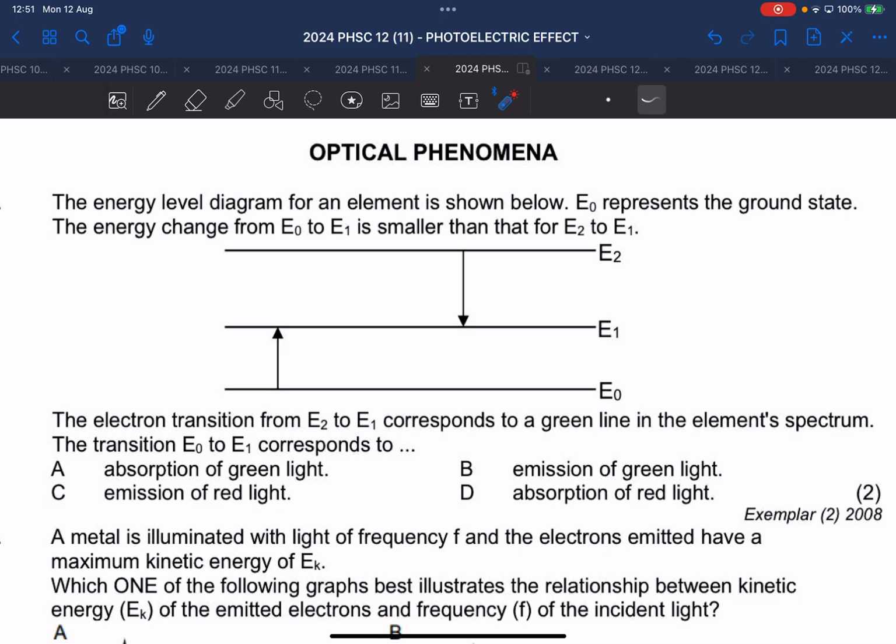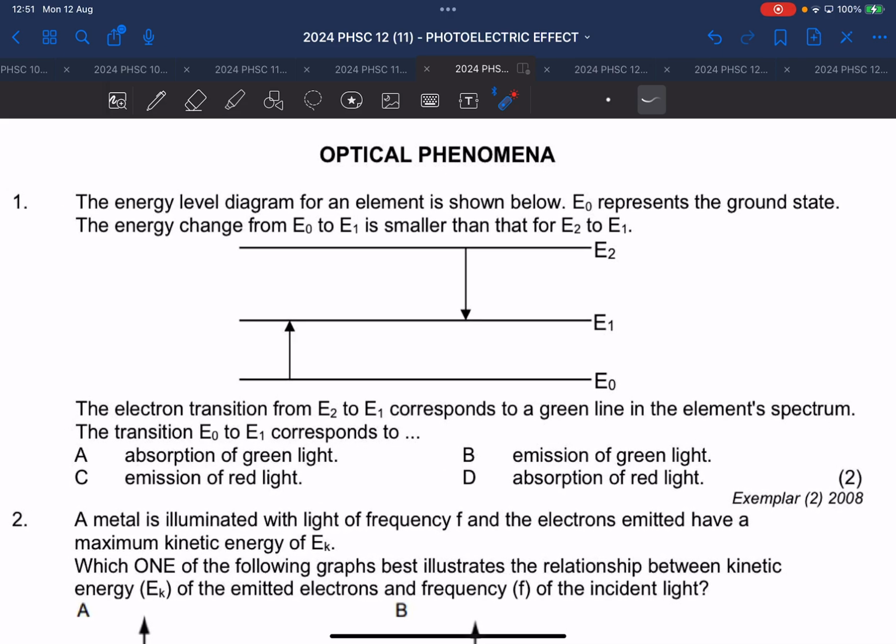The energy level diagram for an element is shown below. E0 represents the ground state. The energy change from E0 to E1 is smaller than that of E2 to E1. Okay, so let's say this is 0, then this is 10, then this is 50. So they say this energy is bigger than this energy. Now they say the electron transition from E2 to E1 corresponds with green light. So if an electron falls down, it gives off green light.